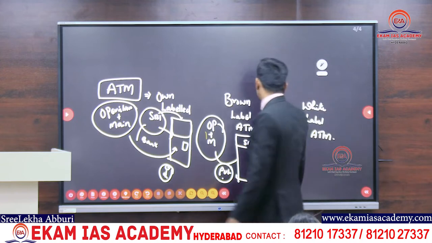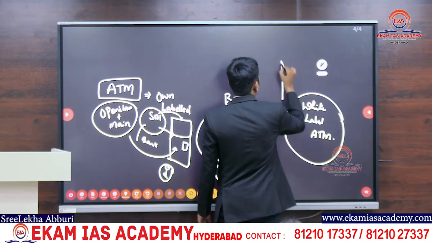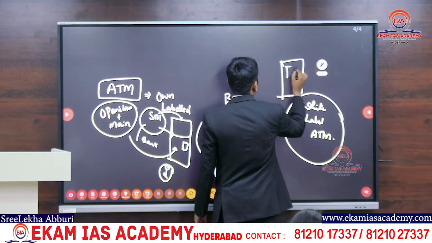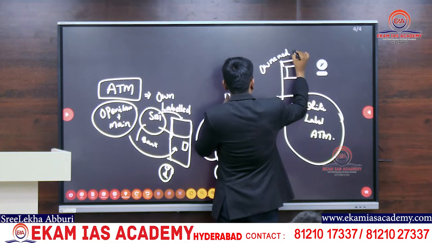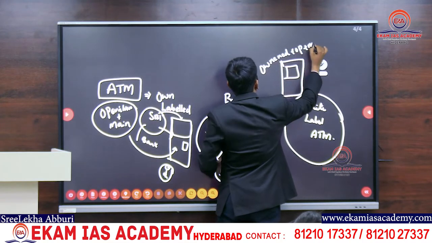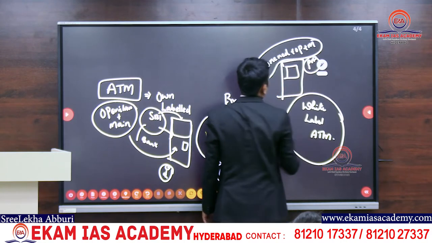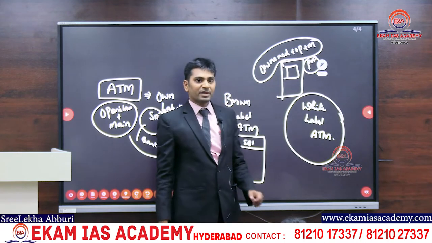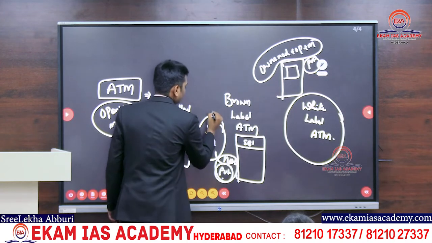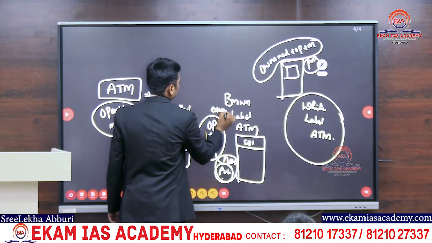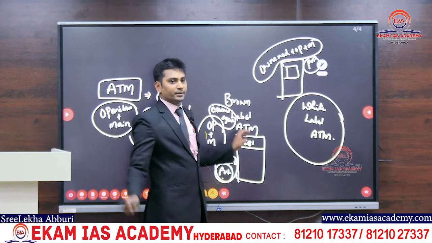The next one is white label ATMs. These are the ATMs which are owned, operated, and maintained by private players or non-bank authorities. What do I mean by private players? Non-bank authorities, external agents. Private players and private companies, external agents, I mean to say that, okay?